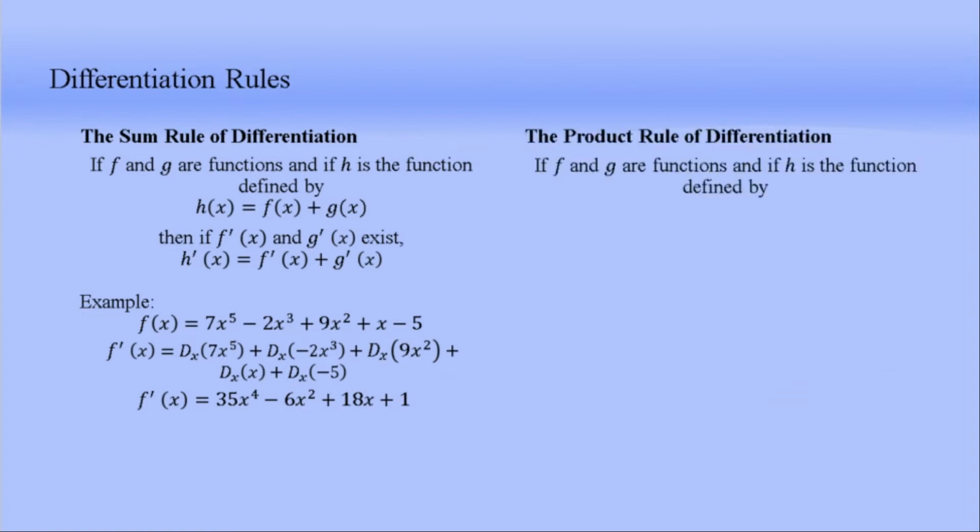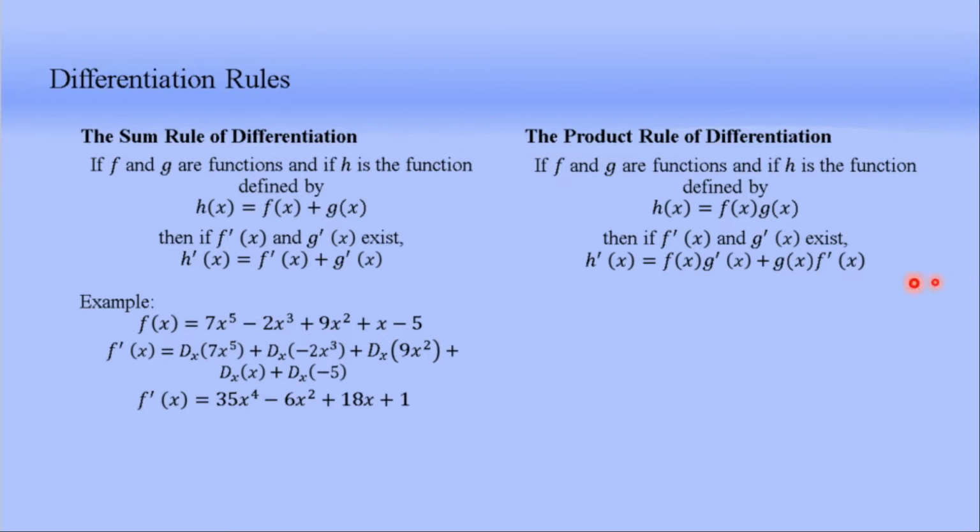Next is the product rule of differentiation. Now this rule states that if f and g are functions, and if h is the function defined by h of x equals f of x times g of x, then if the derivative of f of x and the derivative of g of x exist, then we are given by this formula: the derivative of h of x equals f of x times the derivative of g of x plus g of x times the derivative of f of x.